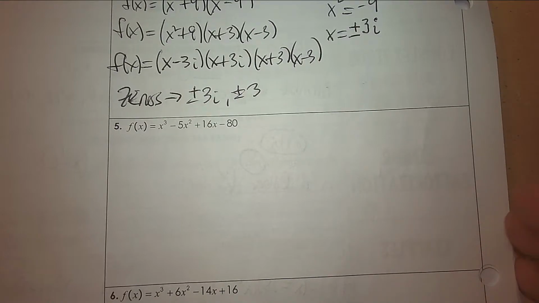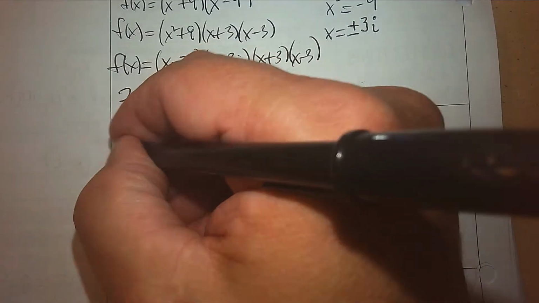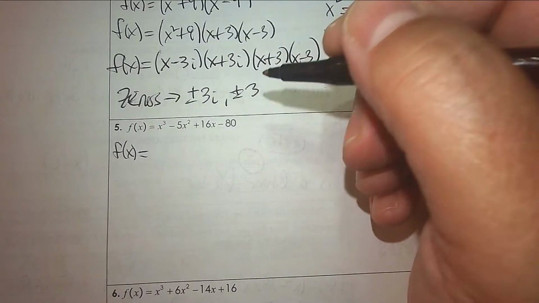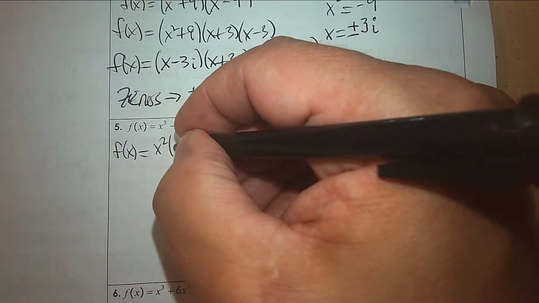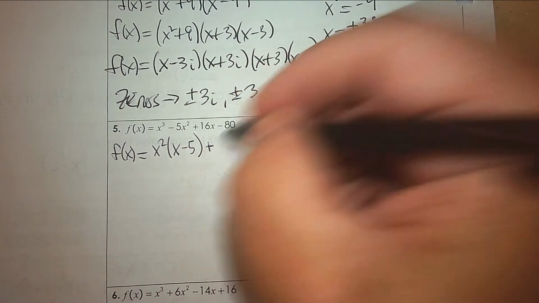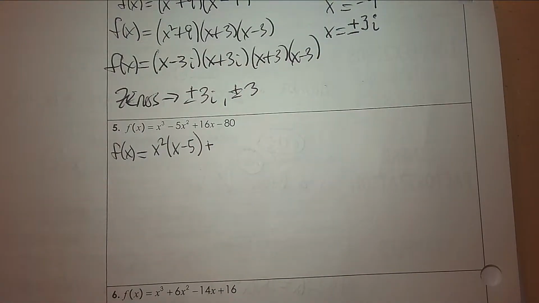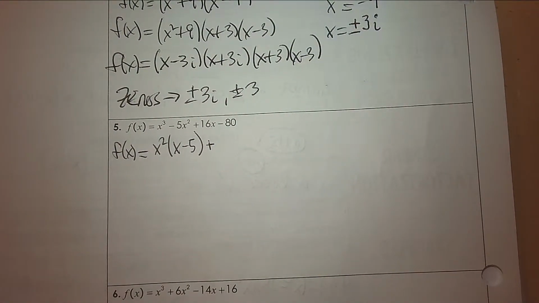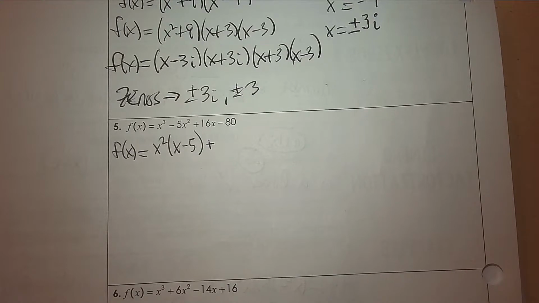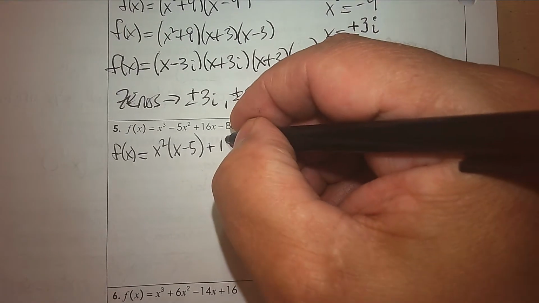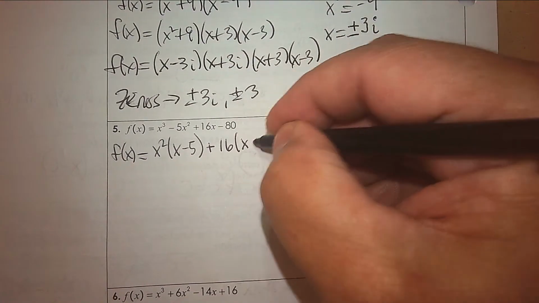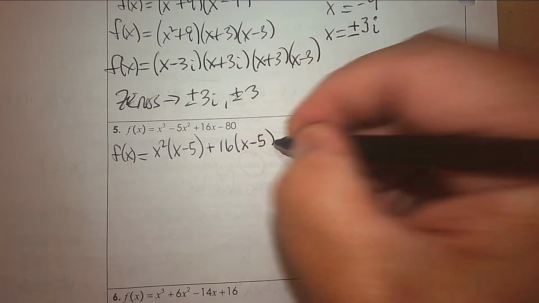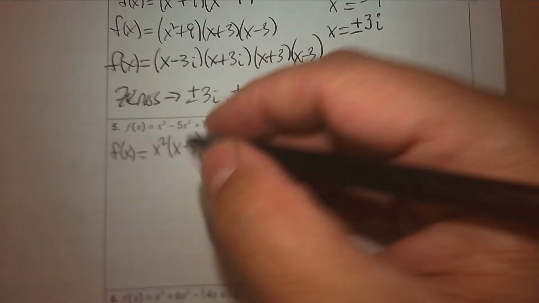So start number 5. If I see 4 terms, I'm first going to look to see if I can factor by grouping. And if it doesn't work, I'll have to create a list. But first I'm going to try it. Do you know the biggest number that goes into 16 and 80? I know it's a big number. 16 and 80, the biggest number. And it is 16. And 16 goes into 80 5 times.